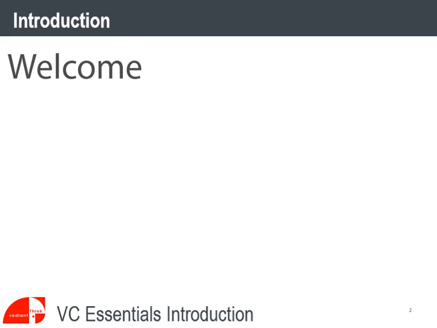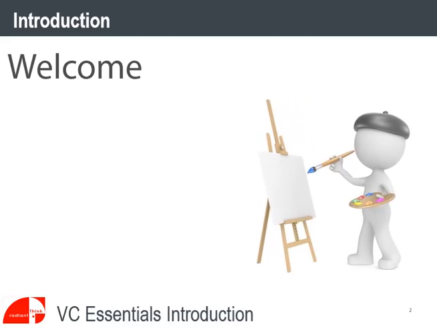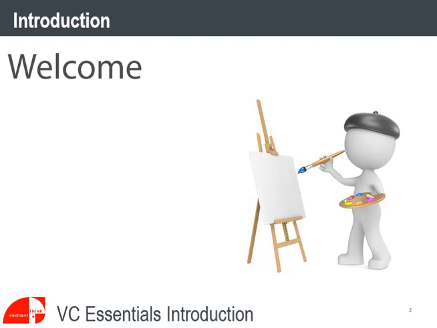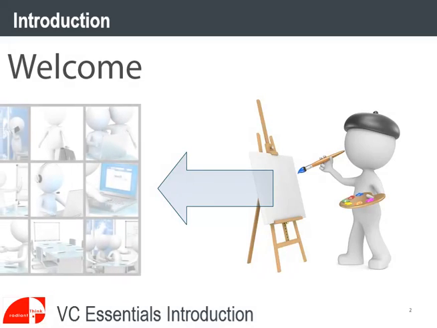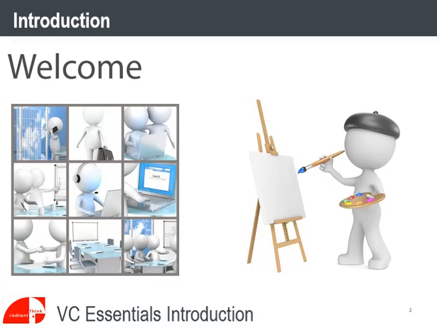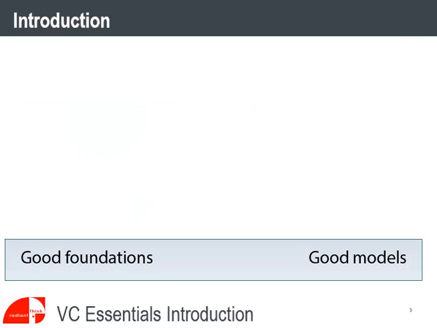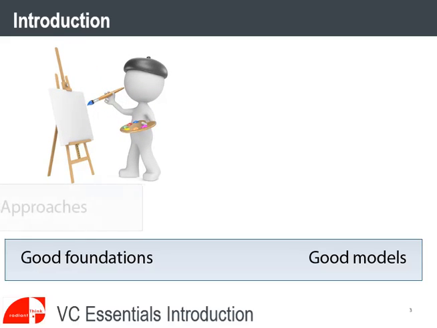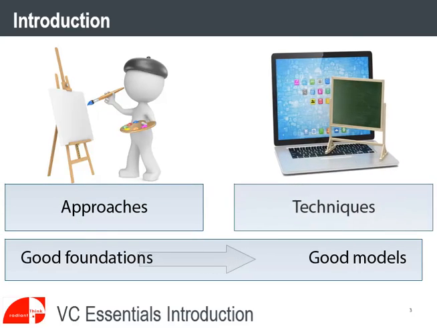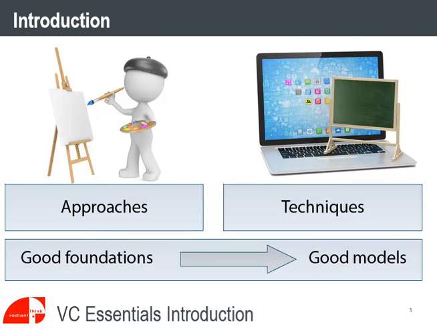Variant Configuration is one of those rare modules in SAP where you can actually be creative. You start with nothing and then build a model that will be pervasive through all the other modules in SAP. The flexibility and integration will enable your company to efficiently handle highly complex products. To implement effective and efficient VC models, your creativity needs to be channeled with good approaches and good techniques. Good foundations lead to good models.